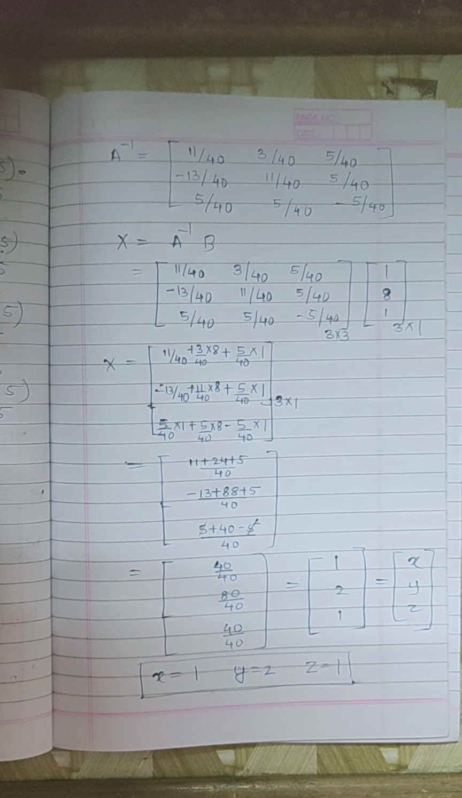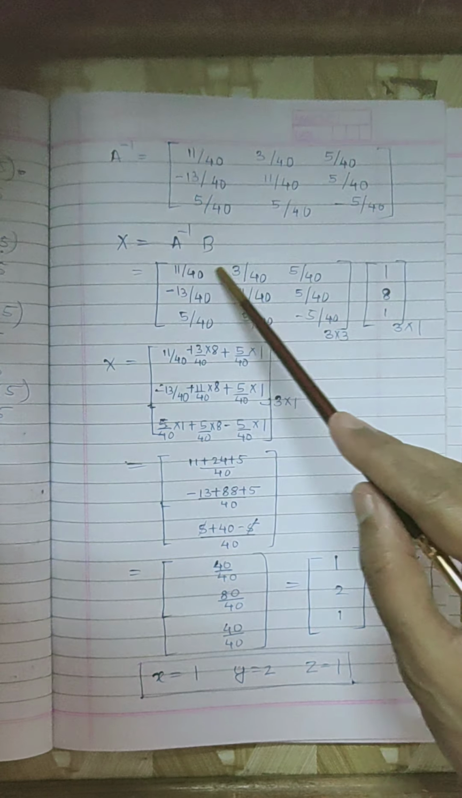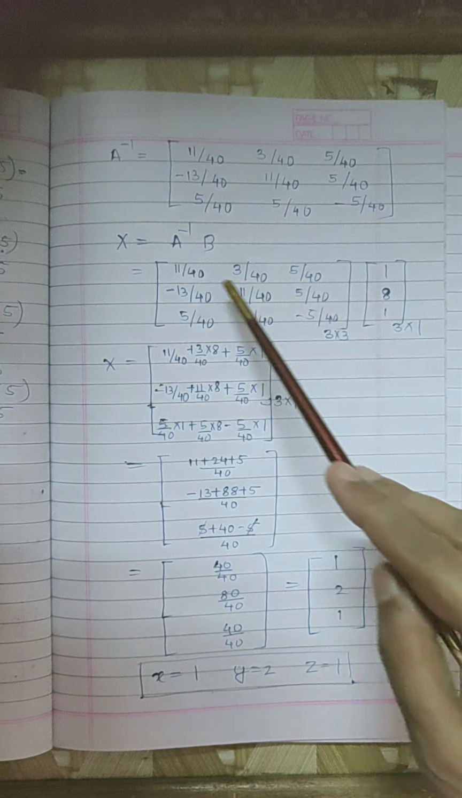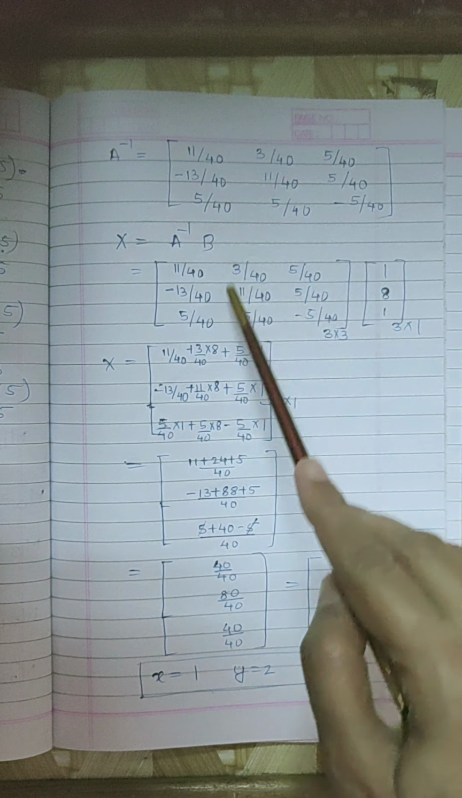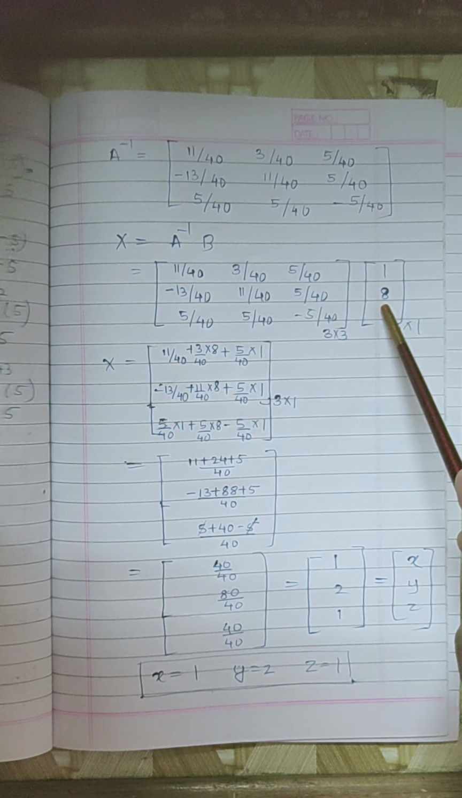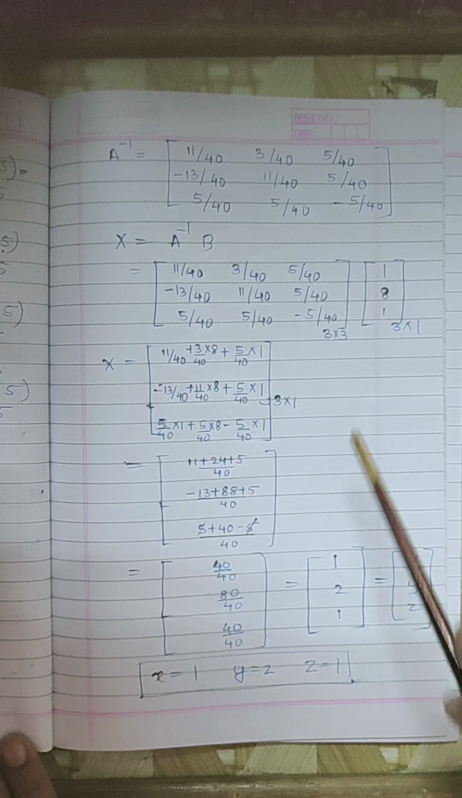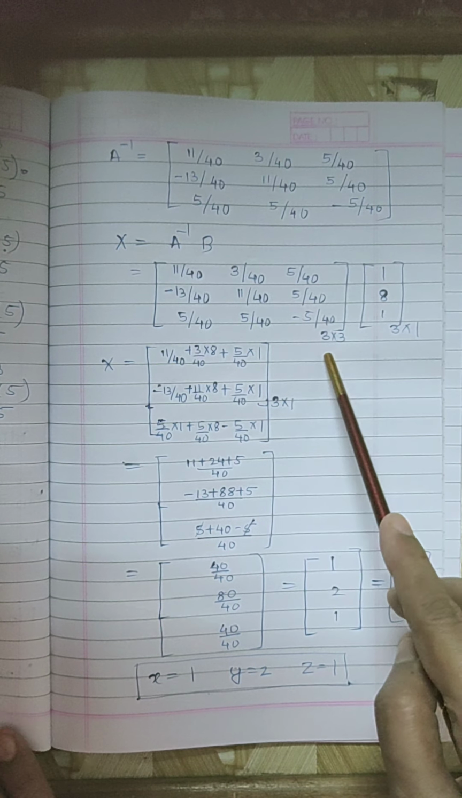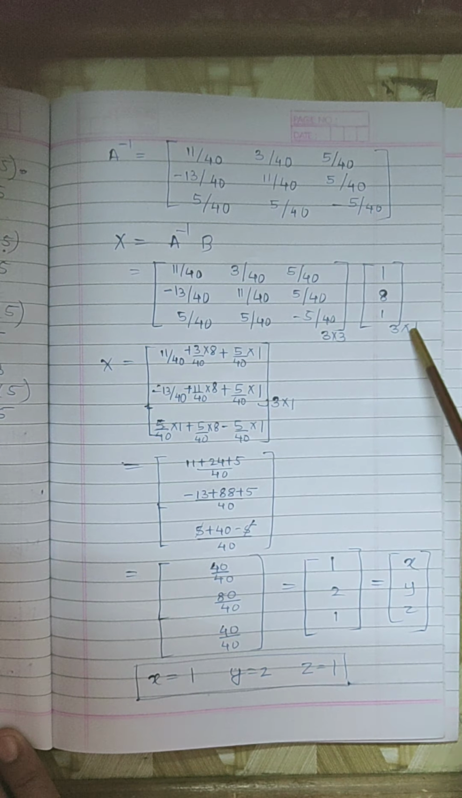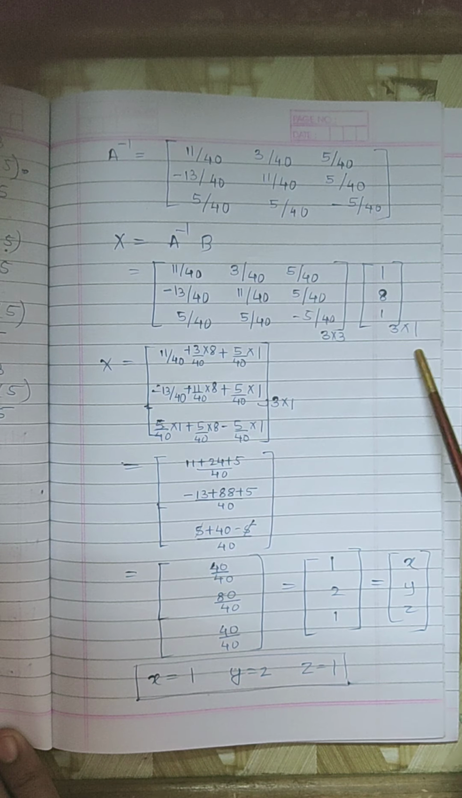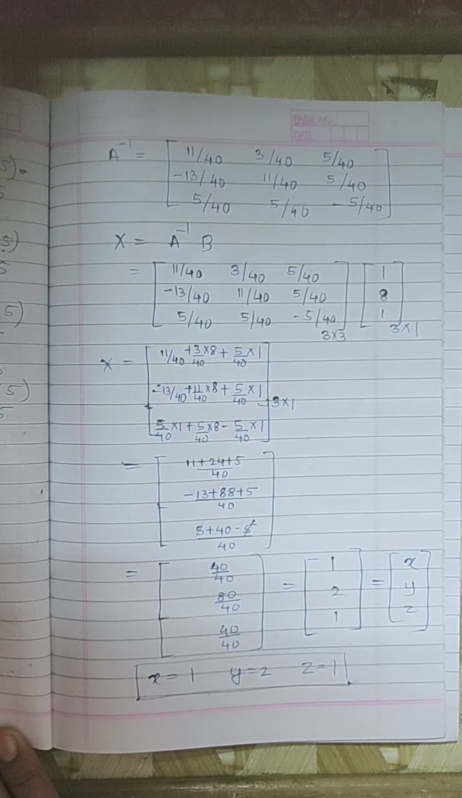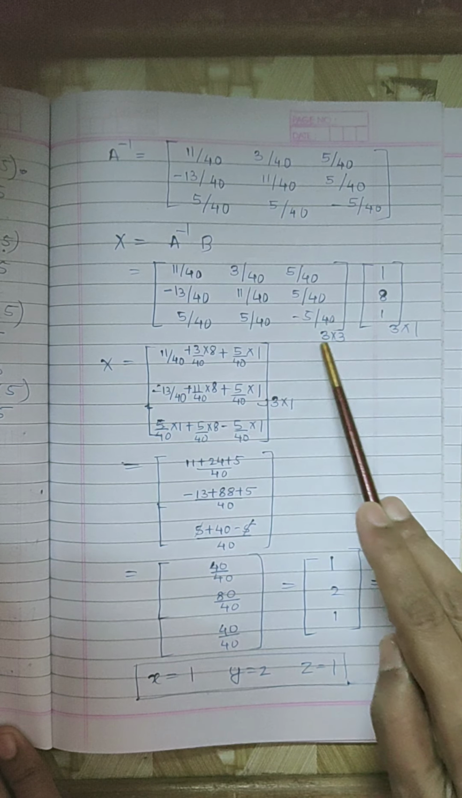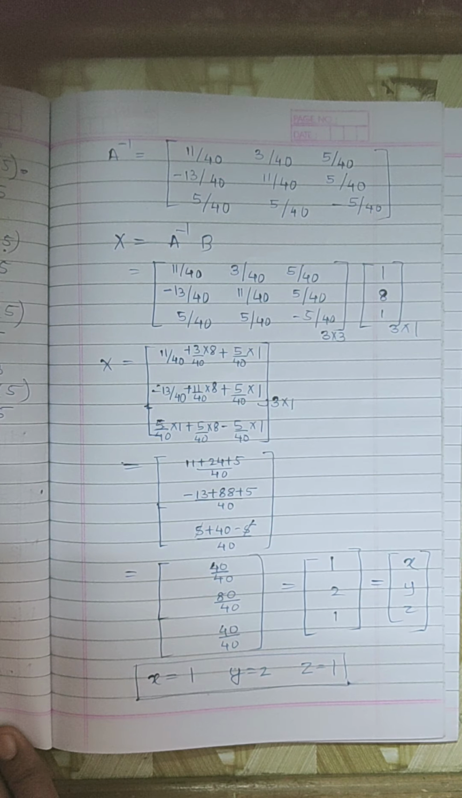Now what is the formula for X? X is equal to A inverse B. So A inverse into B. This is our A inverse and our B is 1, 8, 1. Now this is a matrix of order 3 by 3 and this is a matrix of order 3 by 1. First write down the order of the product matrix. Here the 3 and 3 are the same, so the new matrix will be 3 by 1, meaning 3 rows and 1 column.